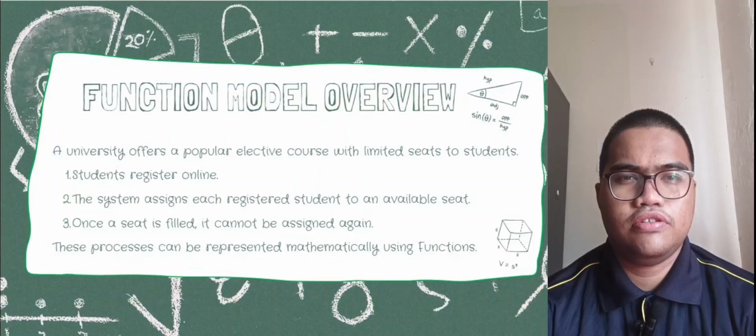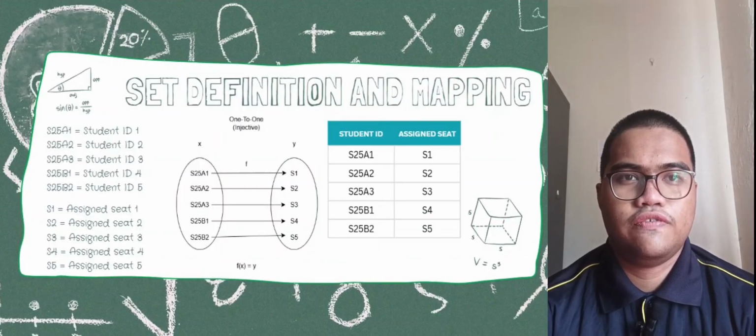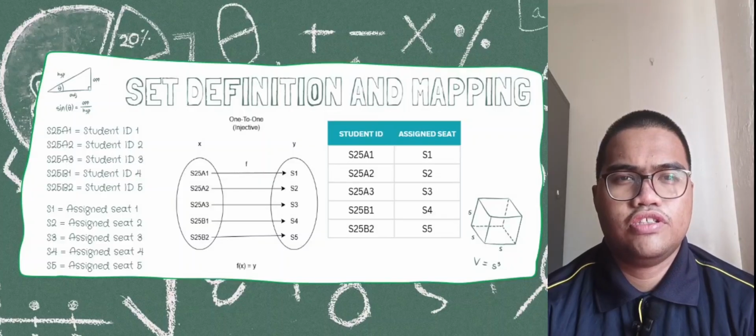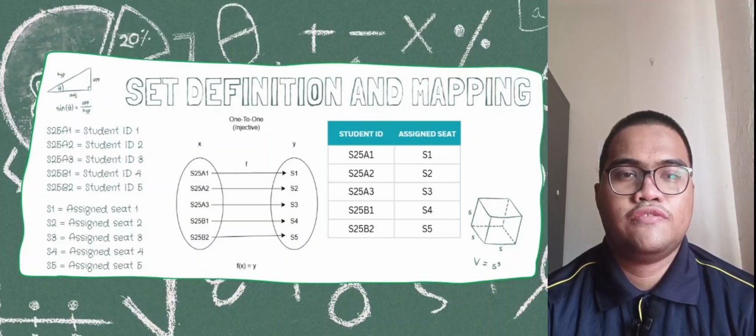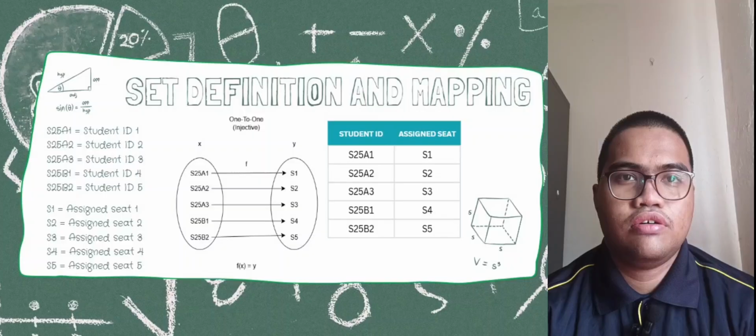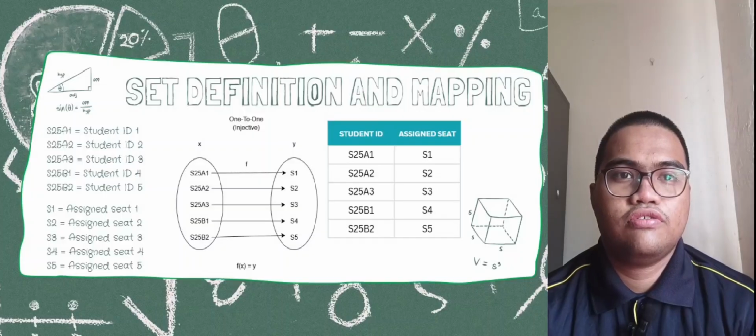Now, I'll explain our model function. First, domain X, which is called the object, represents the student matric number, while domain Y, which is called the image, represents the available seat. There are 5 elements in the domain that match each pair in the codomain, connected by an arrow, or what we call a function. As we can see, every element in the domain has its own codomain.